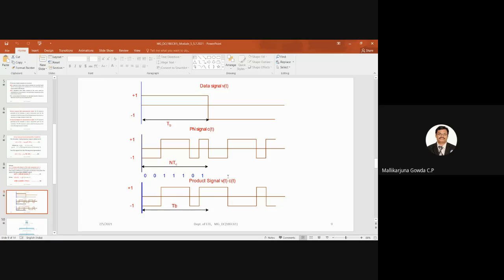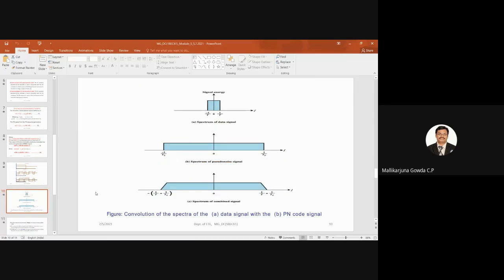This spread signal will be phase modulated or frequency modulated, depending upon what I use, whether direct sequence or frequency hop. If it is phase modulated, then I send these 2 zeros by 180 degrees and 3 ones by 0 degrees, like that. So that is what is done here.